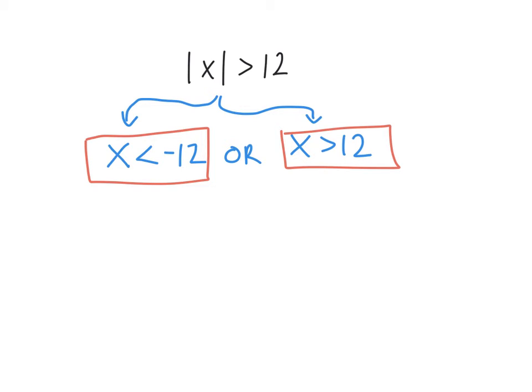And you've seen this graph before. It's a number line with arrows on either end and circles on 12 and negative 12. I won't draw it now to save us some time. But the strategy here is very similar to the less than inequalities. Just don't forget to put the word or in between these guys. Let's try a more complicated problem.